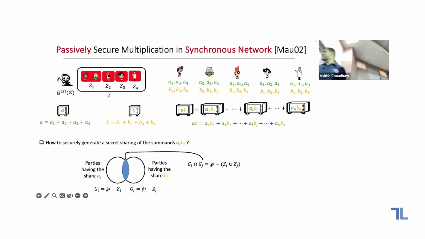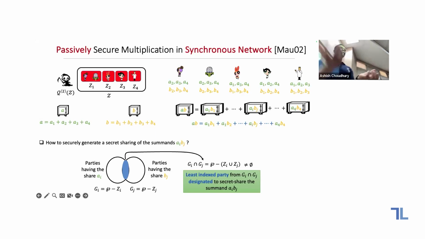Because the Q2 condition means that even if you take the union of the ith subset and the jth subset from the adversary structure, it does not cover the entire set of parties. So this is non-empty. That means there are a sufficient number of parties who have both the share Ai as well as the share Bj. We can designate any one of them, say the least indexed party who has both the shares Ai and Bj, to multiply Ai and Bj, act as a dealer and secret share the value Ai times Bj.